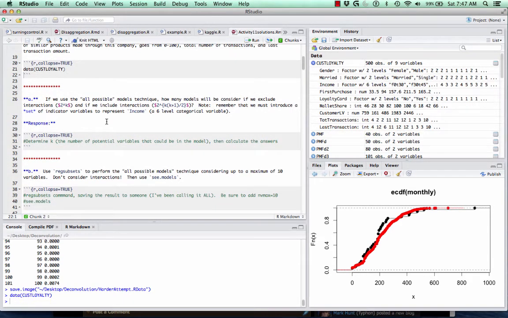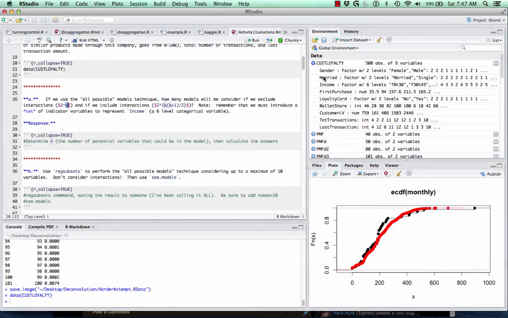Part A asks us, if we were to use the all possible models technique, how many models would be considered if we excluded and included interactions into the model. So what we know is that it depends on the number of predictor variables that we have in the data, k, and the only thing we need to do is figure out the effective number. Now, normally this would just be the number of variables if each one was just a numerical predictor, but we know that when we have a categorical variable with more than 2 levels, that needs to be represented by a set of indicator variables. So we see here that all of the variables are numerical.